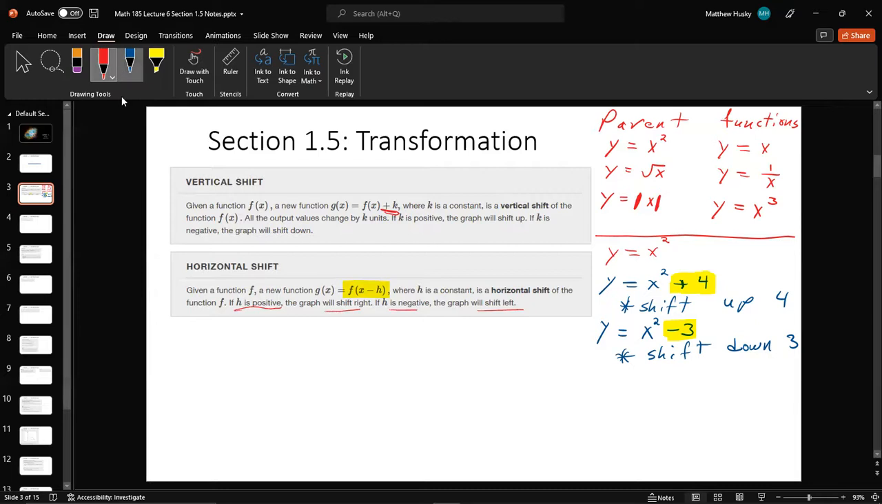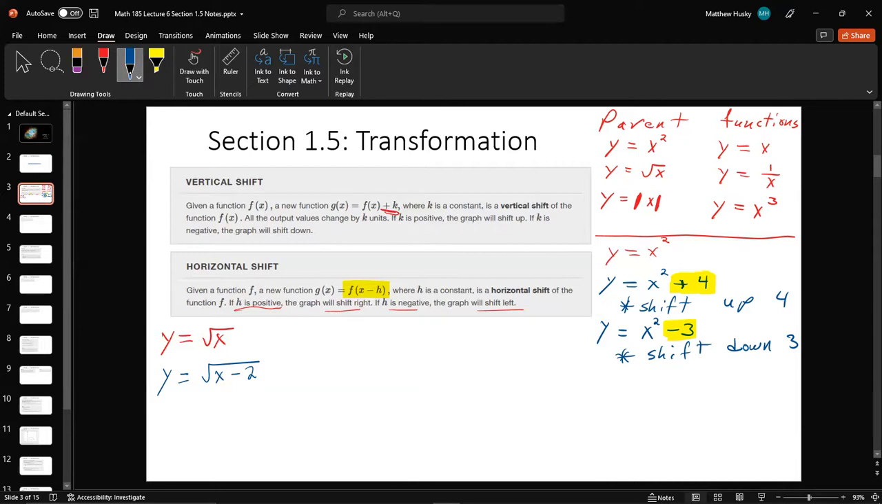So this is maybe a little counterintuitive, but like, let's say my parent function was the square root of x, let's just say. So if I were to do y equals the square root of x minus 2, you notice this already has a minus in its formula to begin with.